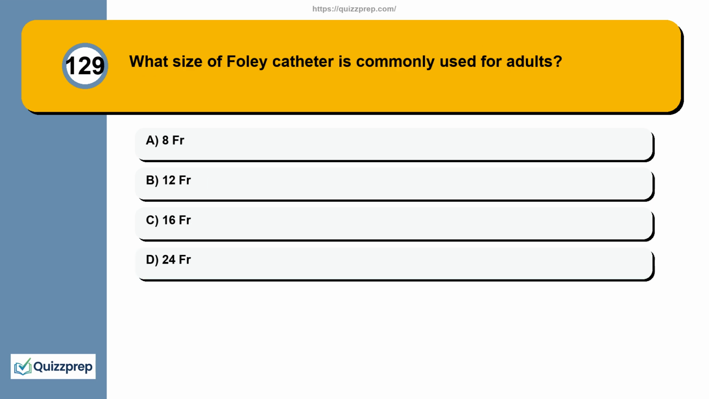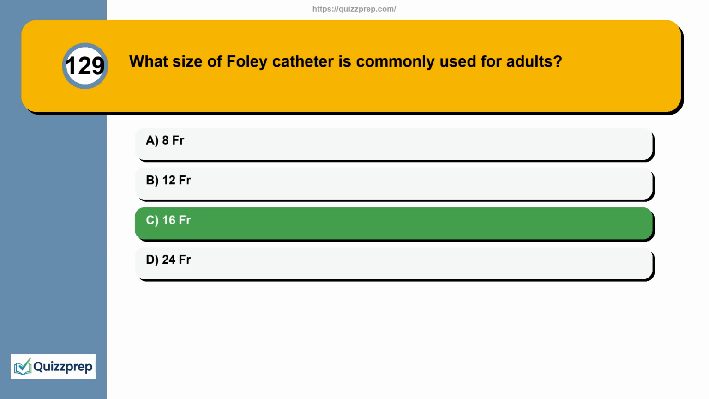Question 129. What size of Foley catheter is commonly used for adults? Option A, 8 FR. Option B, 12 FR. Option C, 16 FR. Option D, 24 FR. The correct answer is option C, 16 FR.